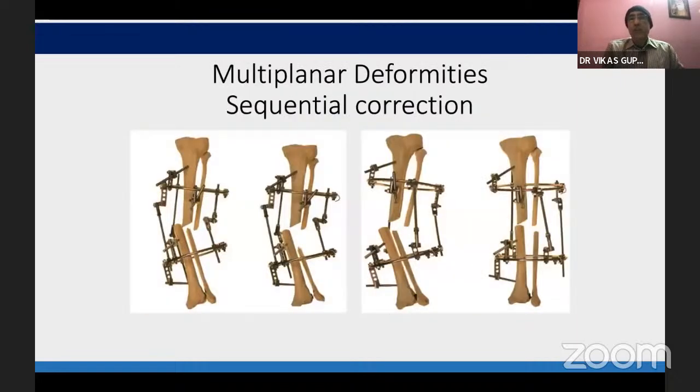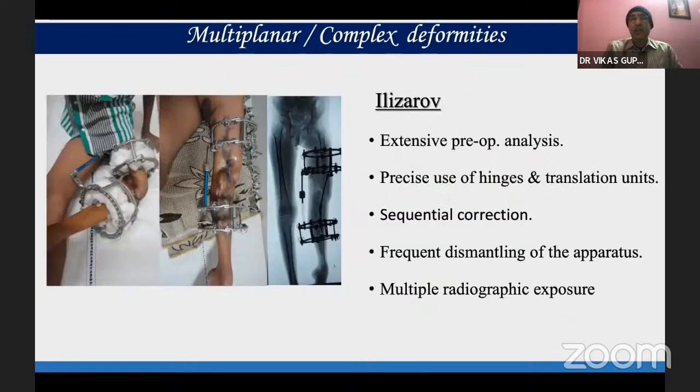If we were to correct with conventional Ilizarov, we can definitely correct this, but we need frequent dismantling of the apparatus or frequent positioning of the hinges at the right place, and multiple radiographic exposures, like what I was doing probably a decade back. Like this was corrected to an acceptable level, but it required extensive preoperative analysis, precise use of hinges along with translation units, correction of one deformity at a time, and multiple radiographic exposures.